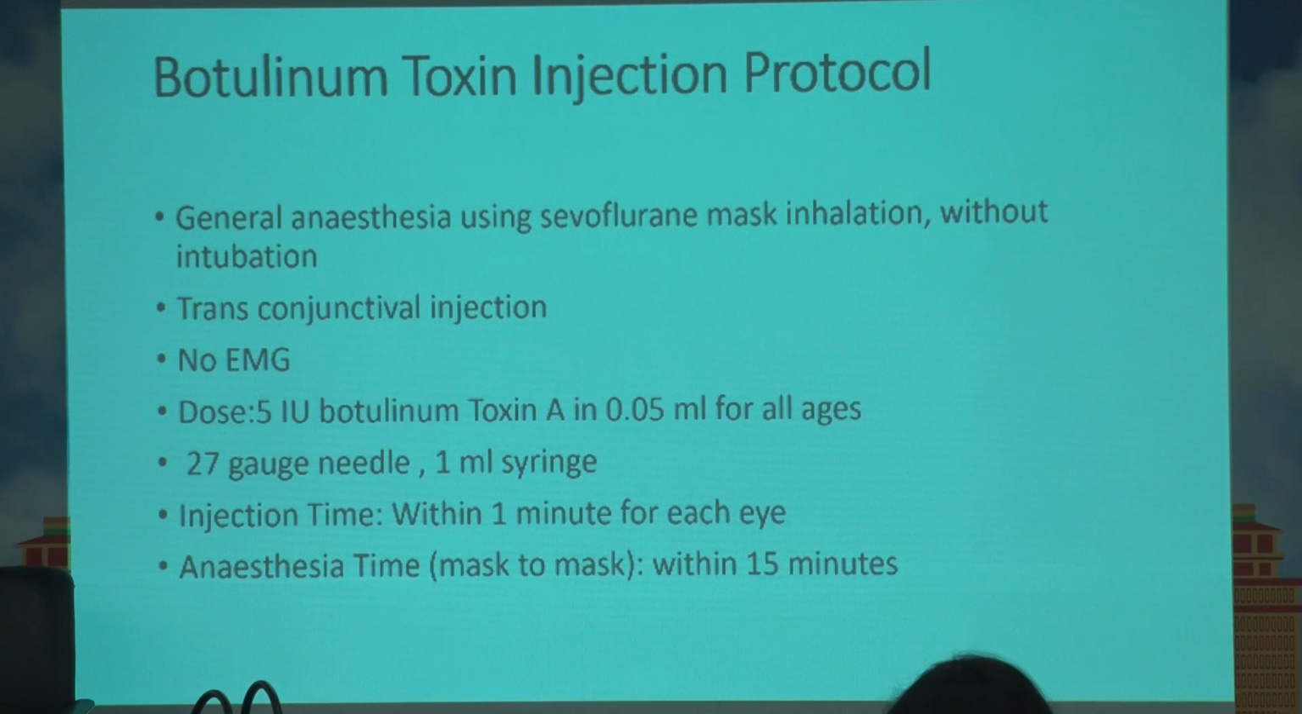So the general protocol for how it is given is, obviously, using a sevoflurane mask. You need not give a full anesthesia, and no EMG is required. You can give it either as a transconjunctival injection, or you can dissect the conjunctiva and directly inject into the belly of the muscle and into the tendon of the muscle. What is being propagated nowadays is 5 international units of botulinum toxin in each medial rectus, equivalent to 0.05 ml for all ages, using a 27 gauge needle, 1 millimeter long, with a 1 ml syringe, and the injection time taken is only 1 minute. So the duration of anesthesia is not very long, and it can be done under mask anesthesia.